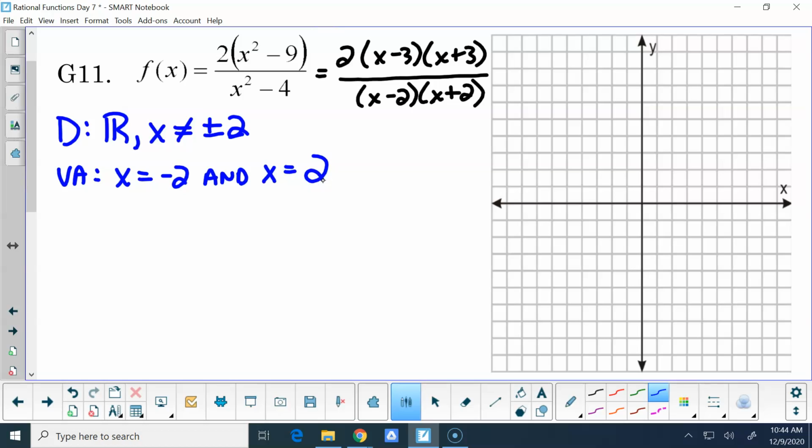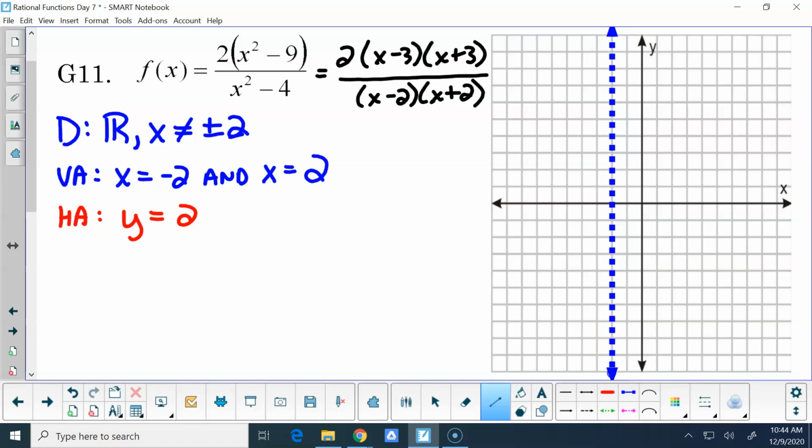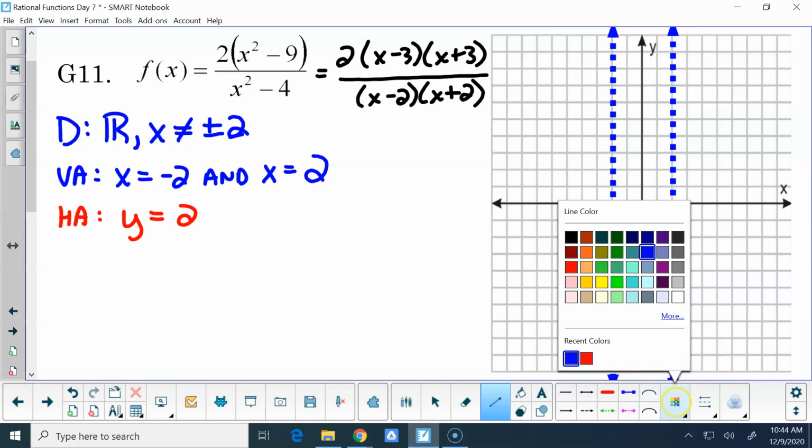Not everyone's going to have a hole. Degree on the top is 2. The degree on the bottom is 2. So that's the same. So my horizontal asymptote then is going to be y equals 2, because the lead coefficient on the top is 2, the bottom is 1. So put those on.